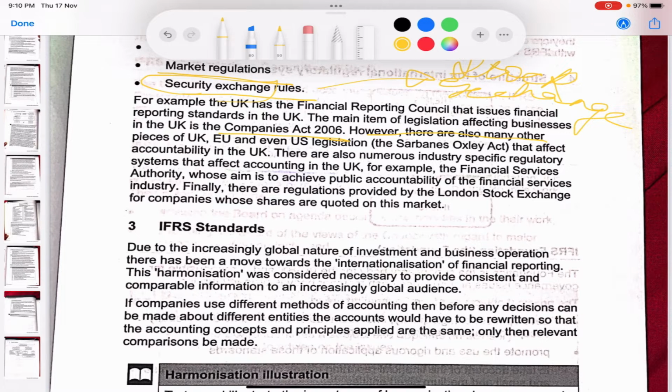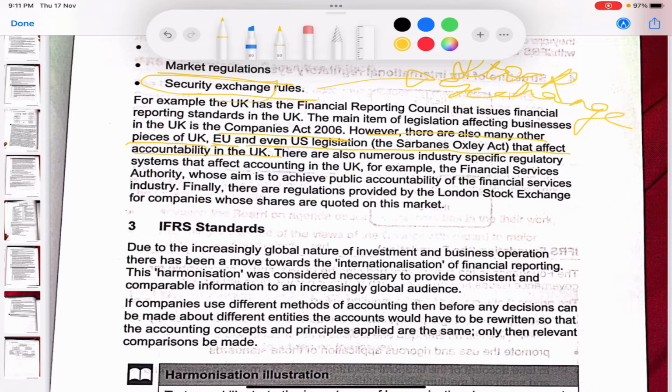However, there are many other pieces of UK, European Union and even US legislation, the Sarbanes-Oxley Act, that affect accountability in the UK. There are also numerous industry-specific regulatory systems that affect accounting in the UK. So, there are various rules for various sectors. For the metal industry, there are various rules. For the pharmaceutical industries, there are various rules. For the educational institutions, there are various rules. So there are various regulations for different spectrums. So that is what they are talking about.